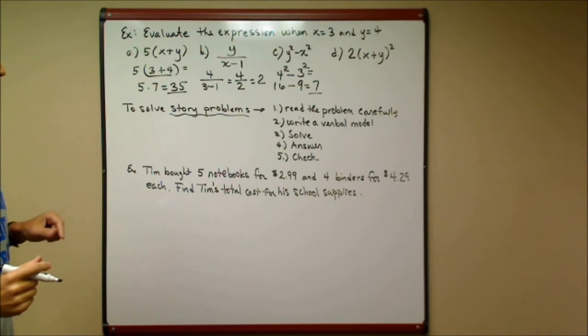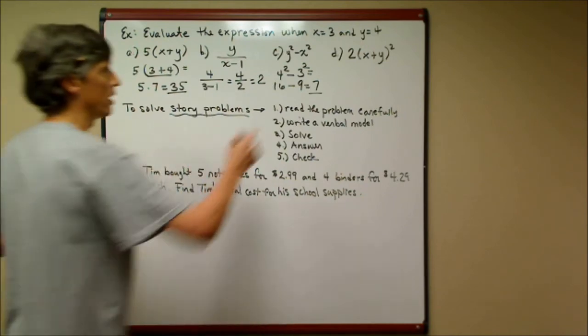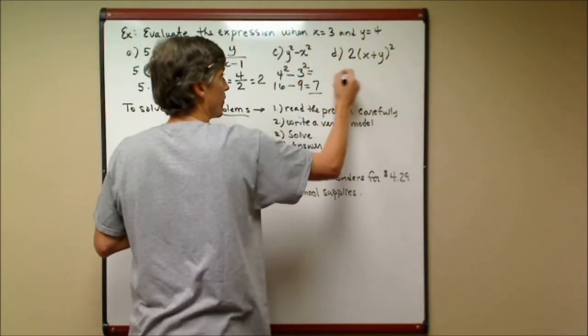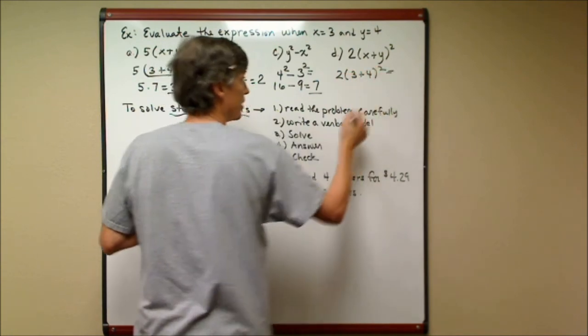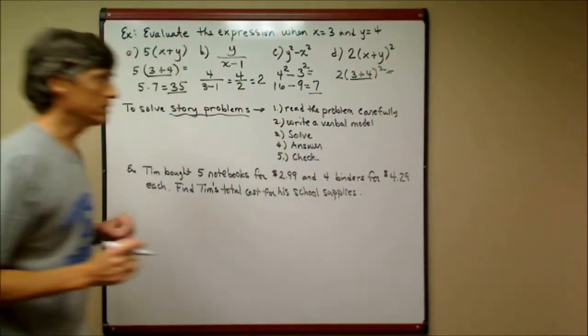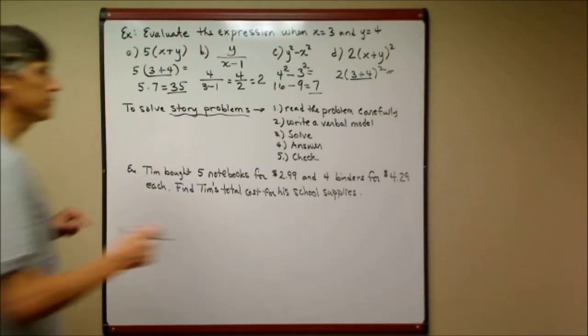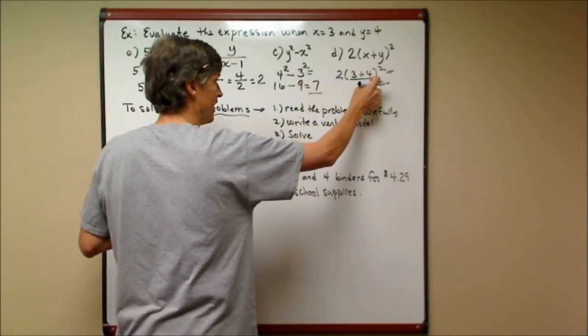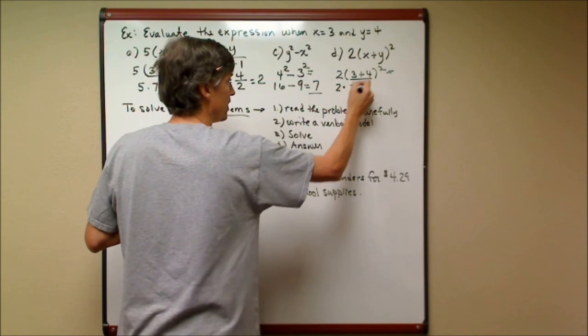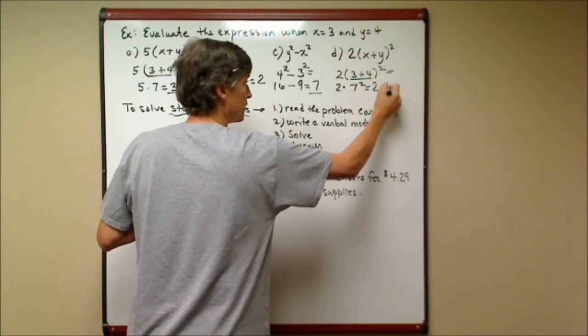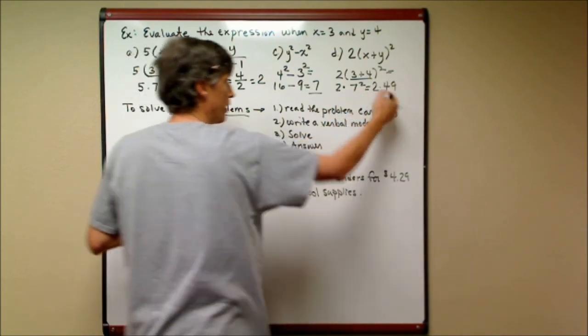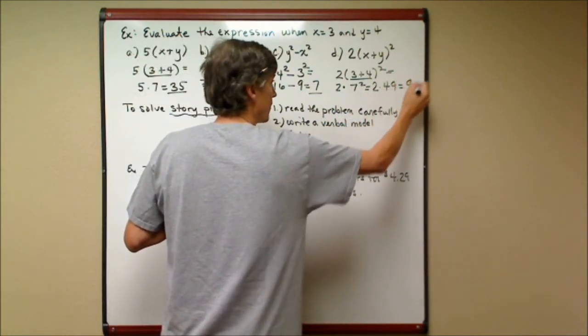Now, the last one's the best one because it's got a little bit of everything in there. I'll substitute the 3 in for the x, the 4 in for the y. 3 plus 4 quantity squared. Now, I'm going to do the stuff inside the parentheses first. 3 plus 4 is 7. So this is 2 times 7 squared. I'm going to do the exponent next. So this is 2 times 49. 7 times 7 is 49. And then I multiply and I have 98.